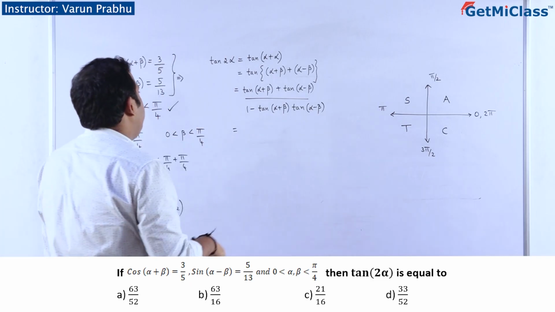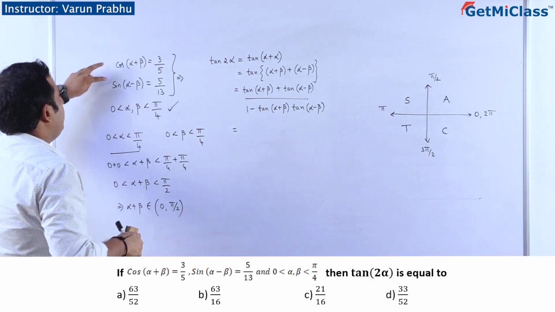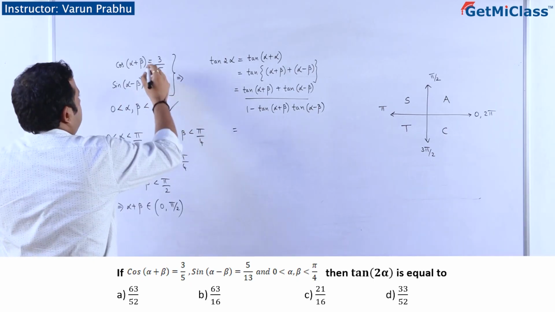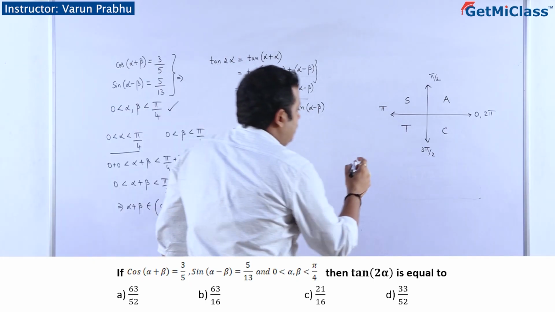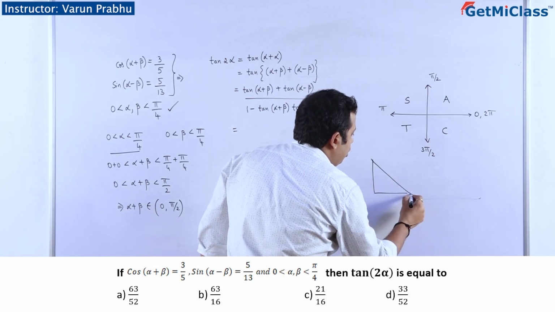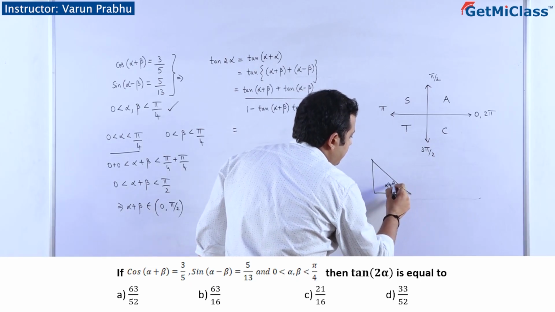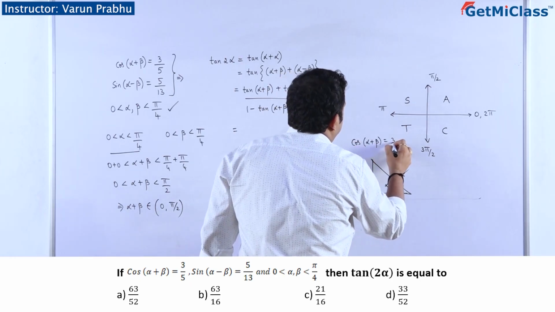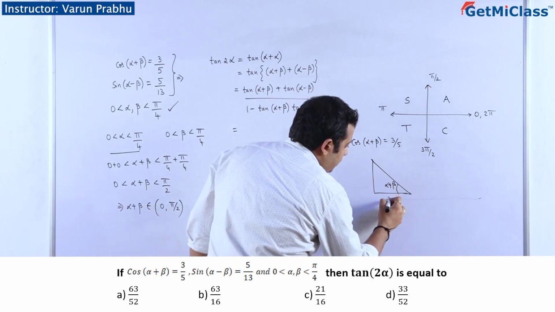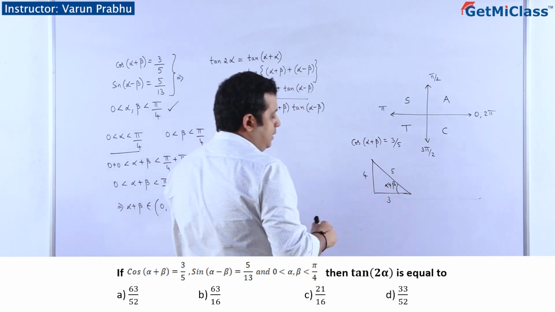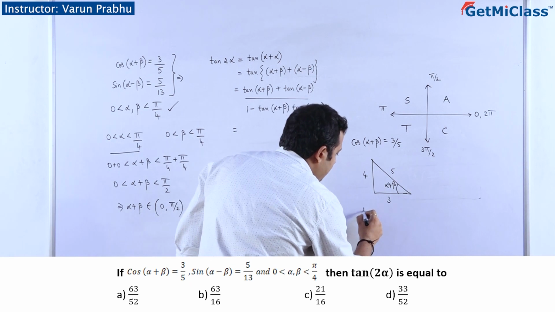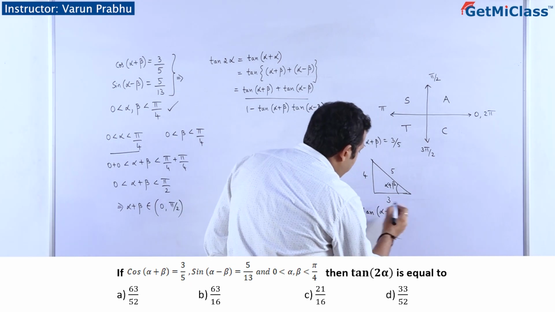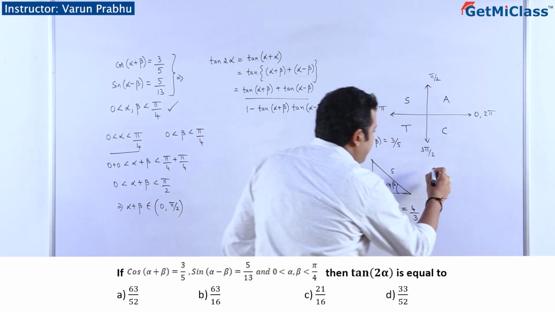So, what is your answer that we get now? Tan of alpha plus beta, see here, this is cos of alpha plus beta, no? So, we'll go by trigonometry. This is alpha plus beta. It's given in the problem cos of alpha plus beta is equal to 3 divided by 5. Yes. So, this is 3, this is 5. So, by Pythagoras theorem, this is 4. So, tan of alpha plus beta will be equal to 4 divided by 3.